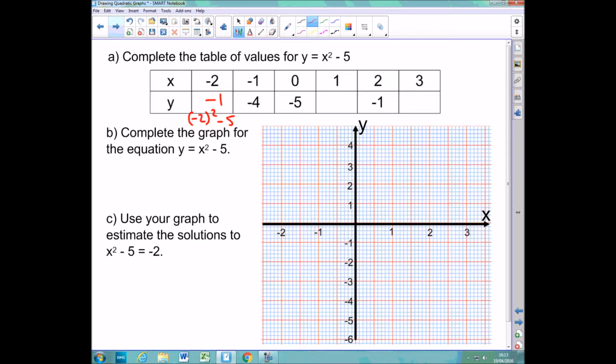So next I'm going to work out when x is 1. So I've got 1 squared minus 5. 1 times 1 is 1, minus 5 is minus 4. And finally, I'm going to do 3 squared minus 5. 3 times 3 is 9, minus 5 is 4.